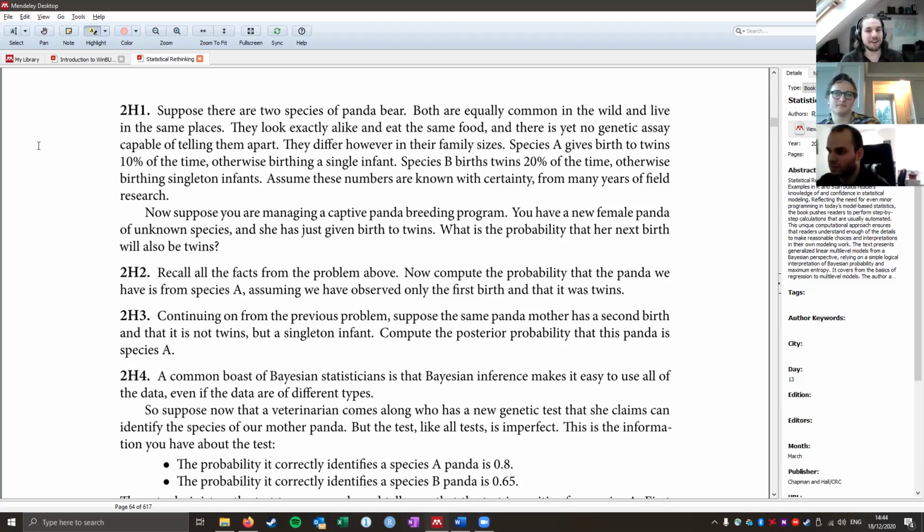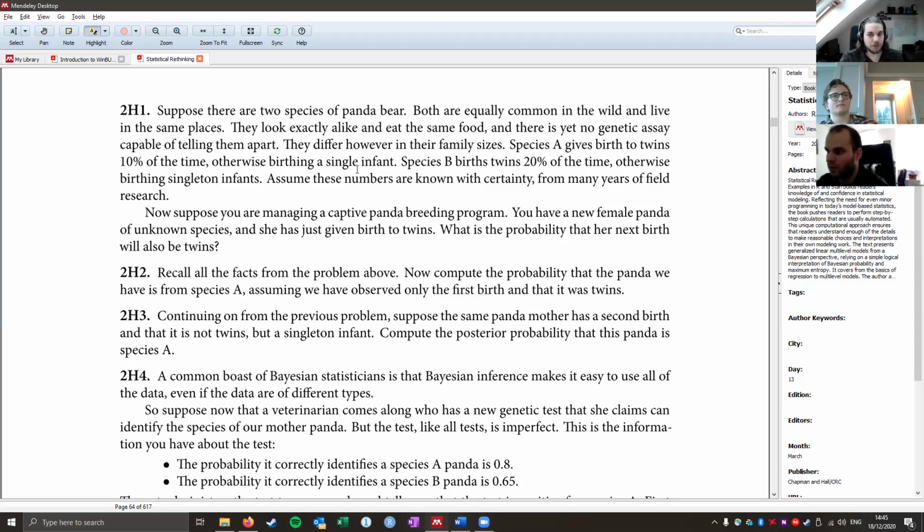They differ, however, in their family sizes. And to me, that sounds like plasticity and not like genetic variation that would warrant different species. But Sam, you probably know more about this since you work with life history stuff. So species A gives birth to twins 10% of the time, otherwise birthing a single infant. So probability of having a single infant for species A is 90%. Species B gives birth to twins 20% of the time, meaning 80% of the time it's going to be a singleton, otherwise birthing singleton infants.